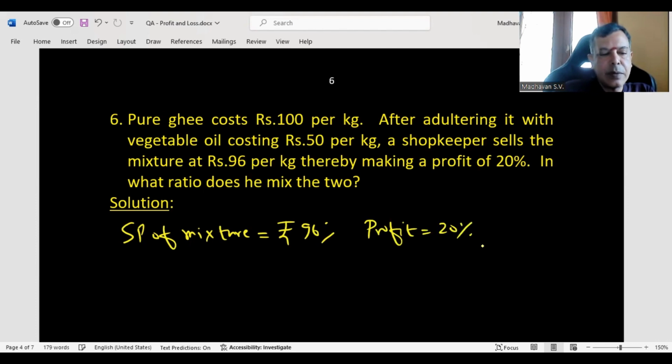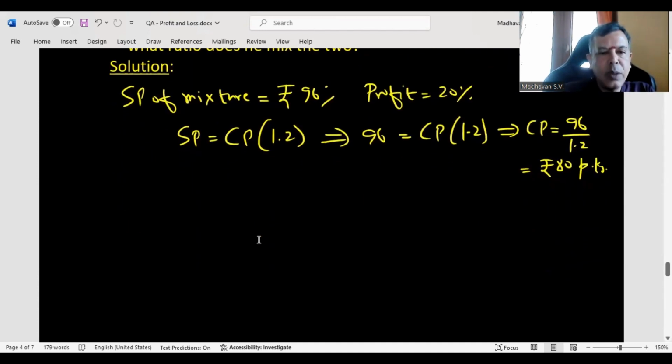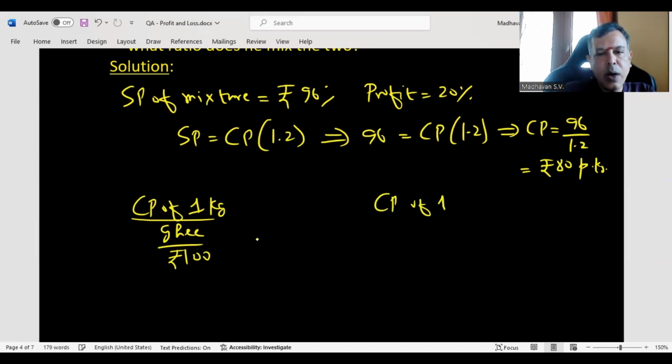So therefore, selling price is equal to cost price, and the profit is 20%, so it becomes 1.2, means 96 is equal to cost price times 1.2, which means cost price is 96 by 1.2. That will work out to rupees 80 per kg. Now they gave us how the mixture is made, means we will write cost price of 1 kg ghee this side, and that is given in this question as 100 rupees. Then we will write here cost price of 1 kg vegetable oil, that is given as rupees 50.